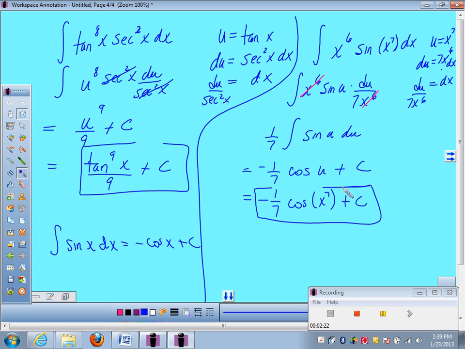What makes trig functions a little tricky is deciding: do I substitute for the whole trig function, like we did in the first one with the tangent, or do I substitute for the argument? The argument is what's inside a trig function; what's inside any function is the argument. In this case, we substitute for the argument.